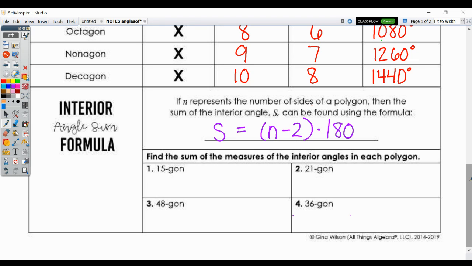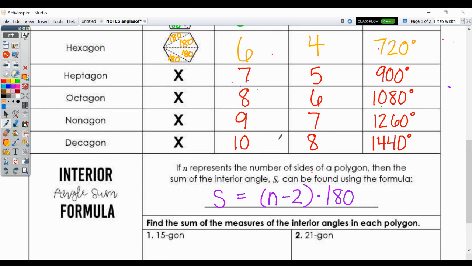Now, if you see, that's exactly what we did right here. We would take the number of sides, we would subtract 2, and we would get the number of triangles that were inside of it, and then we would take that amount of triangles, multiply times 180, and that would give me 1,440. So this is just kind of putting our chart into a little bit better formula.